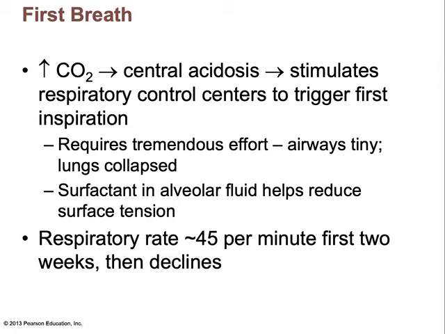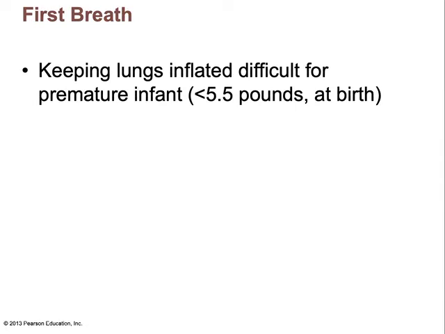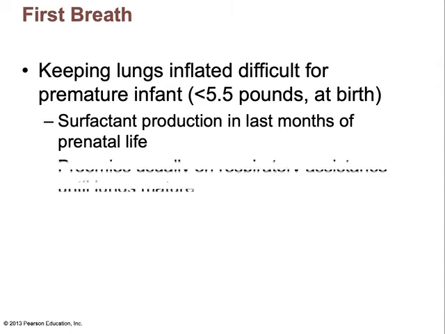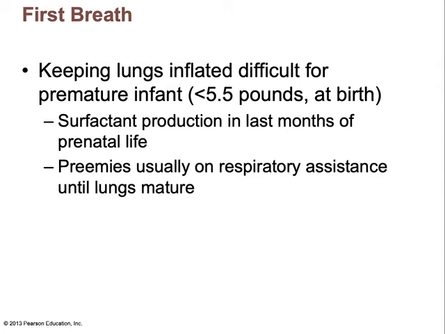The respiratory rate is about 45 breaths per minute for the first 2 weeks and then drops after that. And that simply reflects the high metabolic rate that goes with tremendous growth. Keeping the lungs inflated is difficult for a premature infant, which is less than 6 pounds at birth. Surfactant production occurs in the last months of prenatal life, and so preemies need the surfactant given to them as an inhalant in order for them to avoid IRDS.